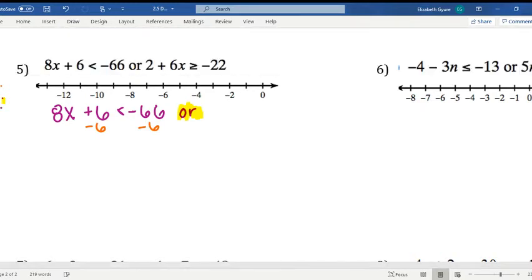So now we have 8x. Our 6's cancel is less than, and now we have negative 66 minus 6. So you might want to throw that one in your calculator. Negative 72. Good.